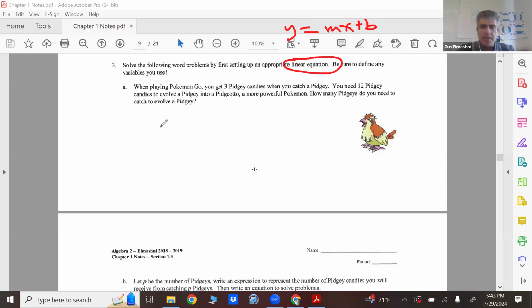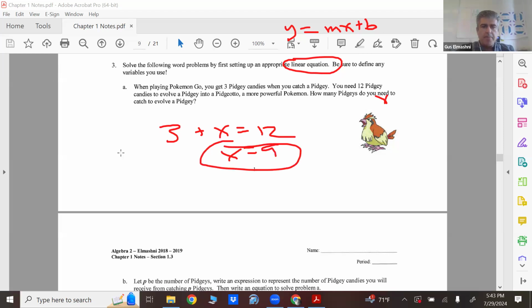Well, that's pretty obvious. You have 3 right now, plus x equals 12. So actually, I didn't need to use y equals mx plus b. I don't know why I said that. You don't know how many more you need. That's x. You've got 3 right now, so 3 plus x has to equal 12. And of course, x equals 9.